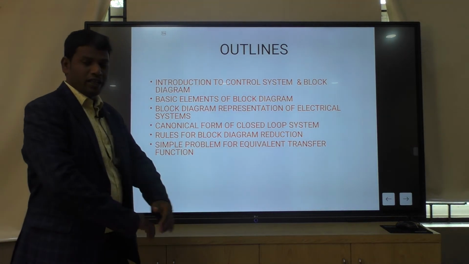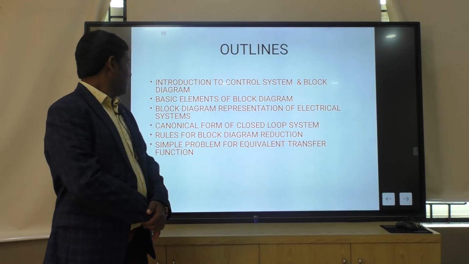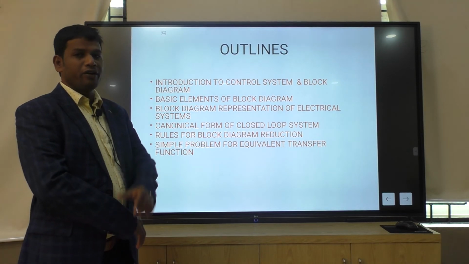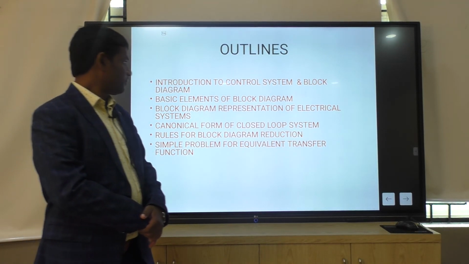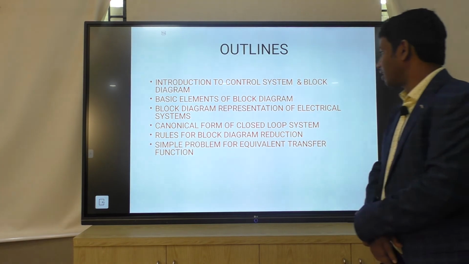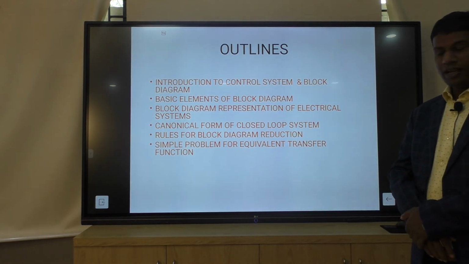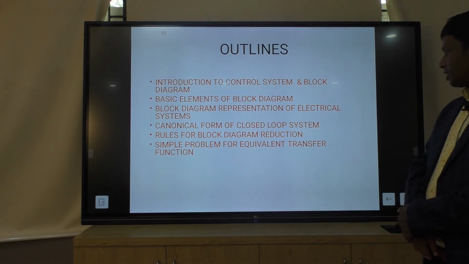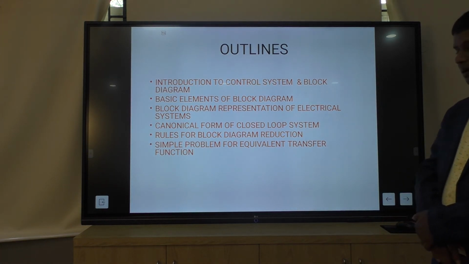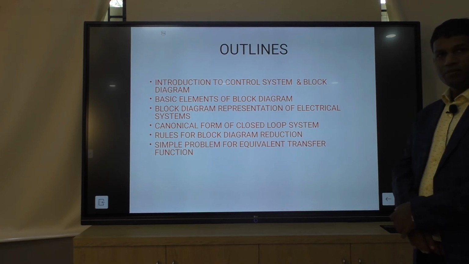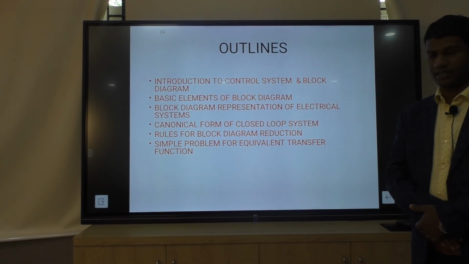So today's class outlines are: introduction to a control system and introduction to a block diagram. Then we discuss the basic elements of a block diagram, representation of an electrical system, the canonical form of closed loop systems, and rules for block diagram reduction. Then we will solve some simple problems in today's class.